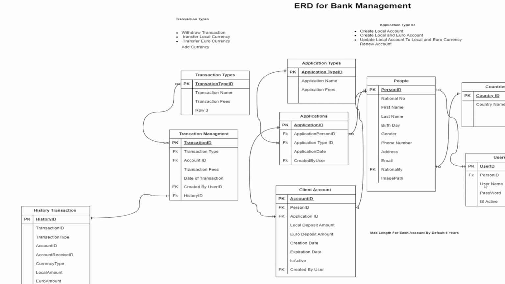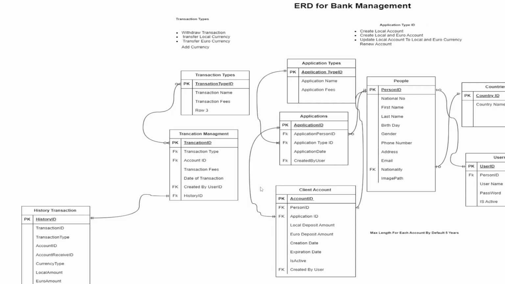For the user table, we have user ID as the primary key, and person ID as a foreign key, and username and password. The username and the password we will put in the login area to get access, and there is also an is-active flag. If the user is active, they may go through to the system, and if not active, they don't get access to the system.